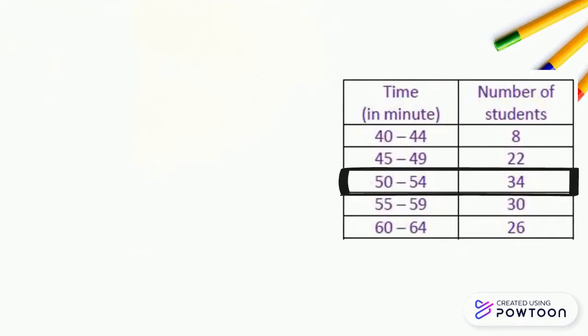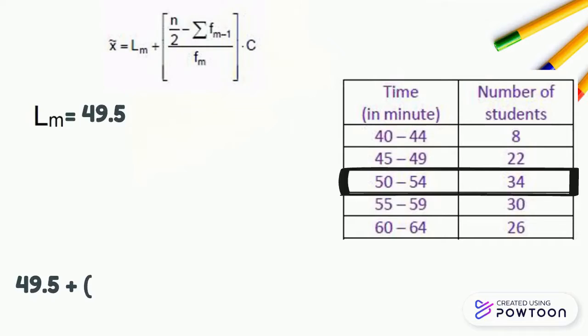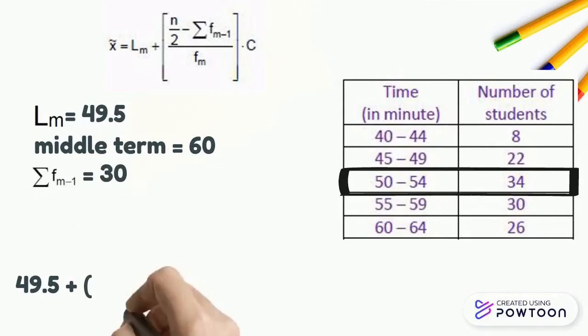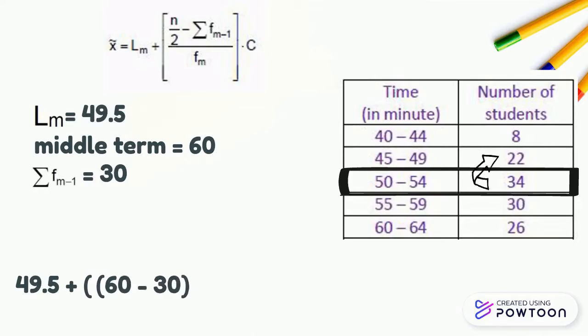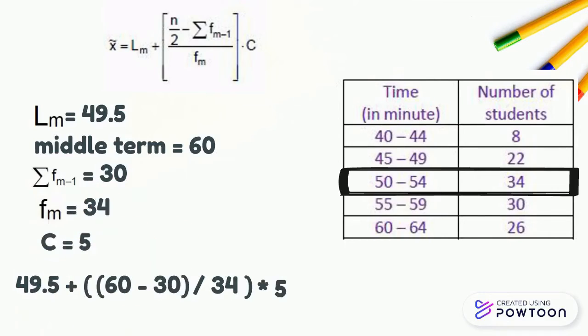Using the information we have gathered, we can find the median. The lower median class boundary is 49.5, since the modal class is from 50 to 54. Using the median position, which is 64, we subtract the cumulative frequency for the classes before the median class, which is 8 plus 22 equals 30. It is then divided by the modal class frequency, which is 34. Then it is multiplied by the class size. In this table, the class size is 5.